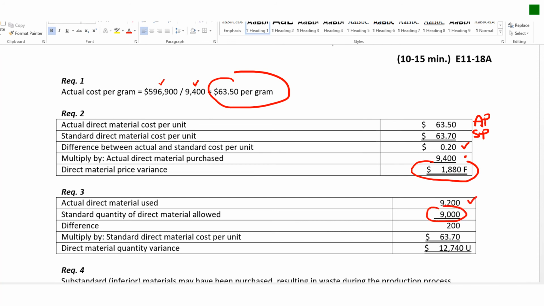Now, in terms of quantity variance, they used 9,200 to get this number. This is where they took that 1,000 and multiplied by 9. So you got the standard quantity. Notice in this case, you used more than the standard input. That's not good. The difference is 200. You multiply that by the standard price, which is $63.70. That gives you an unfavorable quantity variance of $12,740.